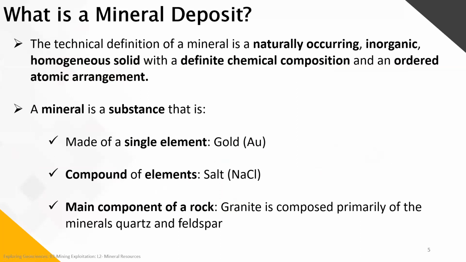So what is a mineral deposit? The technical definition of a mineral is a naturally occurring, inorganic, homogeneous solid with a definite chemical composition and an ordered atomic arrangement. A mineral is a substance that is either a single element, like gold, Au on the periodic table, a compound of elements, like salt, composed of NaCl, or a main component of a rock, like we've seen in previous lessons. Rock is composed of several minerals, for example, granite is mainly composed of quartz and feldspar.